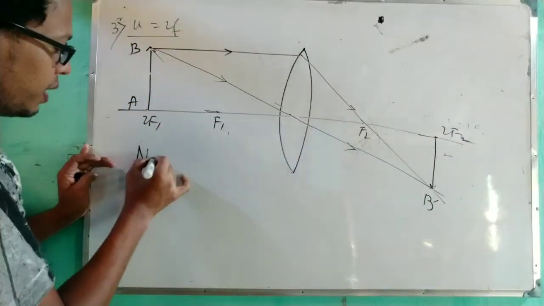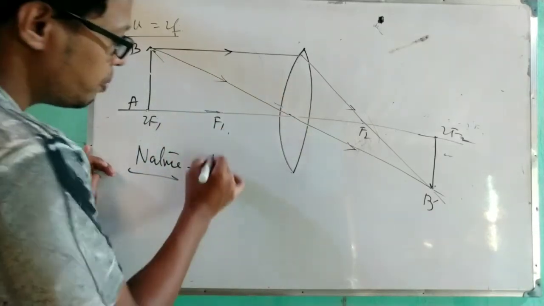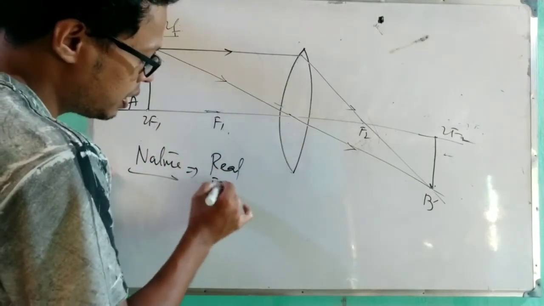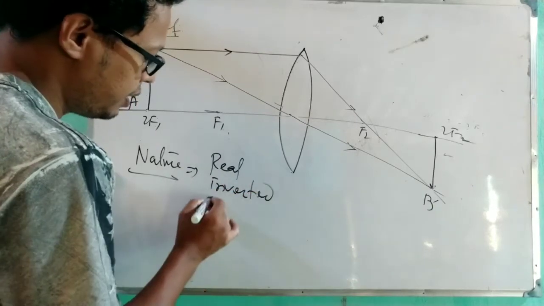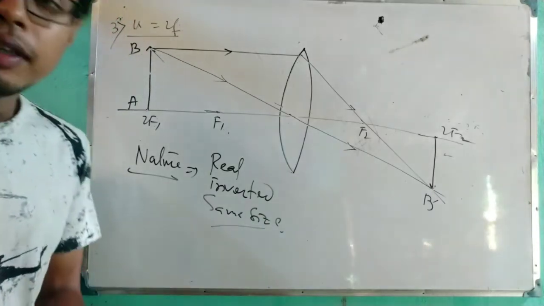So what will be the nature? The refracted rays actually meet, means the image will be real, inverted, and same size. These images will be the same size.